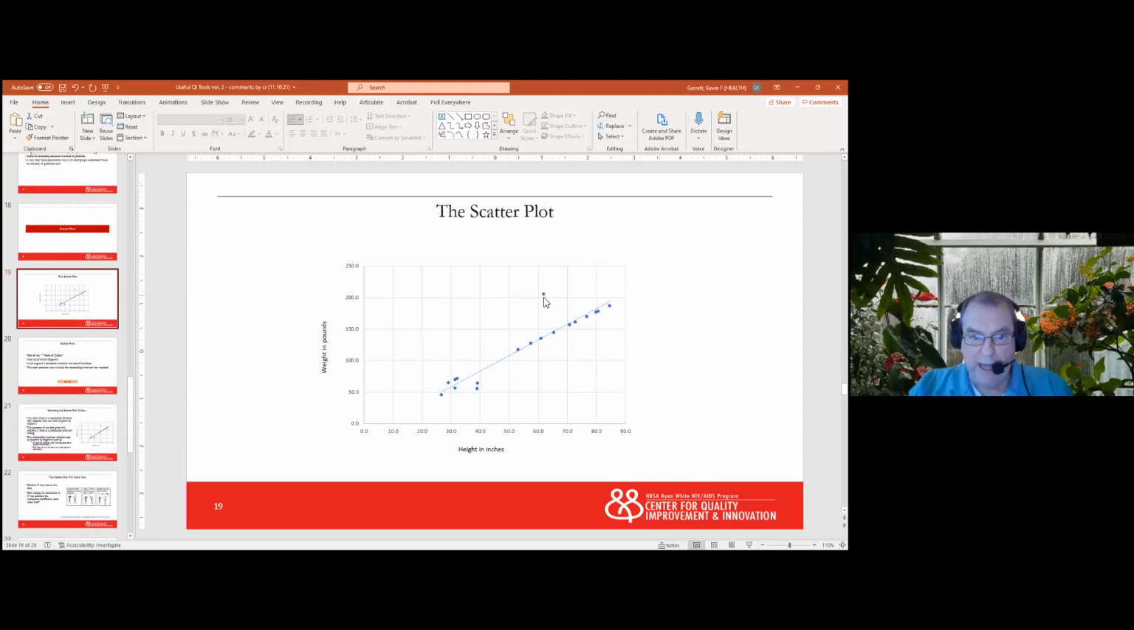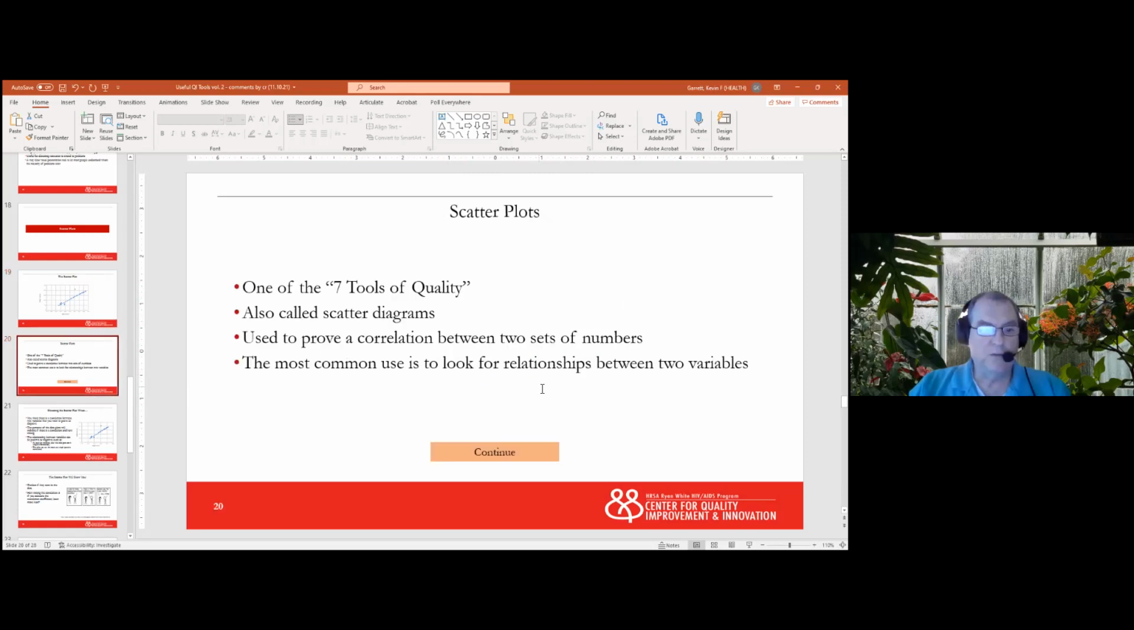If you look up here at about 200 pounds and 60 inches in height, that's an outlier. There's one data point, somebody that's 200 pounds and 60 inches in height. You can see all the other data points are scattered around this trend line, but they're very snug to the trend line. The other thing to look at is this trend line is going up, right? So now let's see why all this is happening.